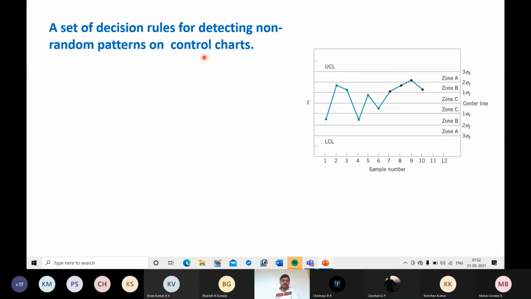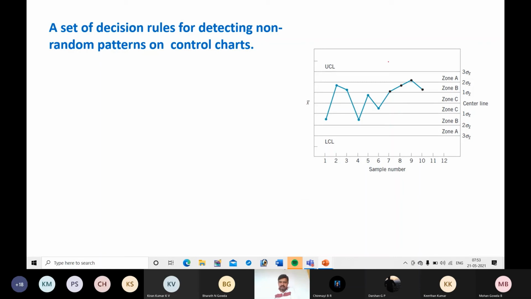Next, a set of decision rules for detecting non-random patterns on control charts. We are going to make a judgment regarding whether the process is in control or out of control based on two things. One, if some points fall outside the control limits, we consider that an indication of out of control status. Another, if there is a non-random pattern on the control chart, that is also an indication of out of control condition.